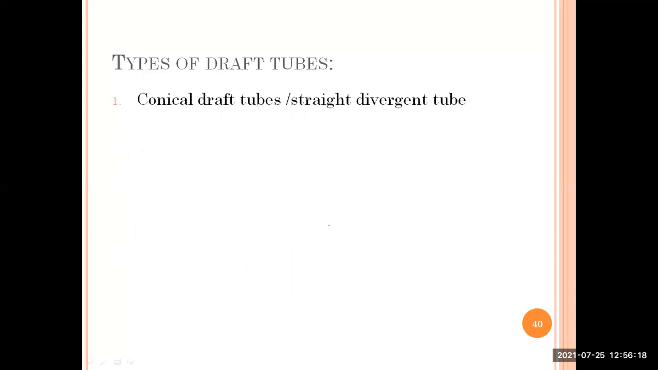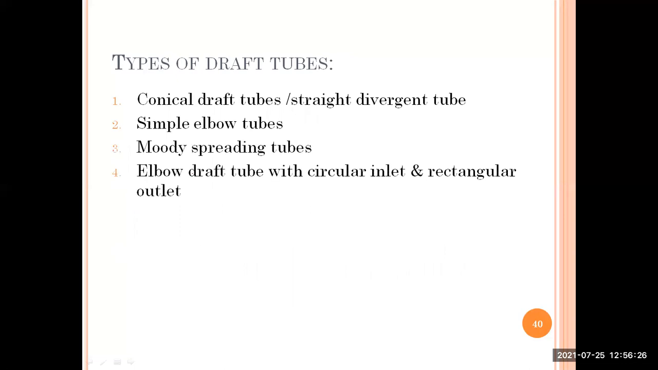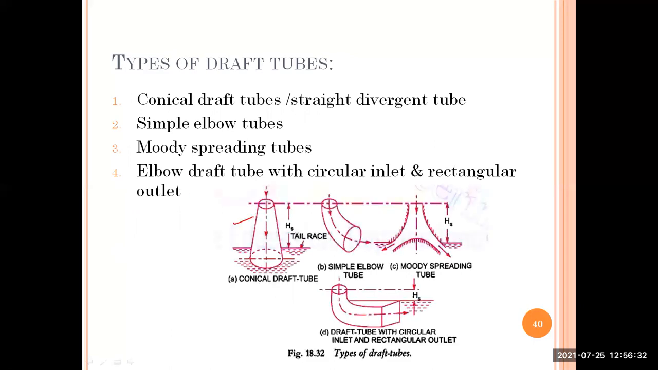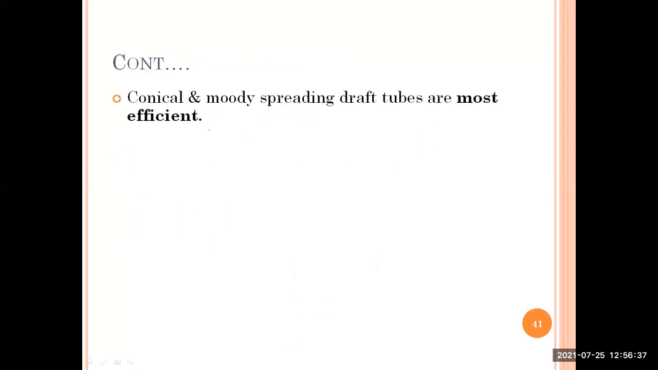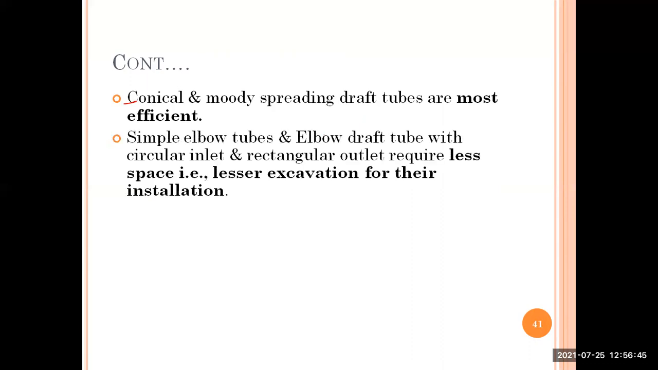Coming to the types of draft tube, you have the conical or straight divergent tube, the simple elbow tube, the Moody spreading tube, and the elbow with a circular inlet and rectangular outlet. These are the different types of draft tube which are used. You can see in the figures how these draft tubes look. Among these, the conical and Moody spreading draft tubes are more efficient. The simple elbow and the elbow draft tube with a circular inlet and rectangular outlet require less space for their installation.